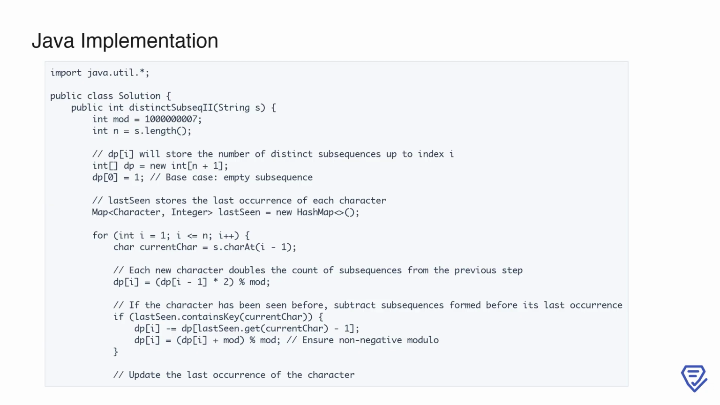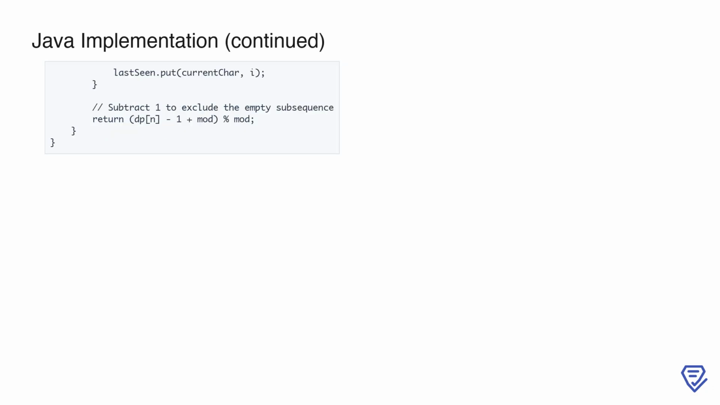This doubling accounts for all new subsequences formed by appending the current character to the existing ones. If the current character has been seen before, we adjust the count to exclude subsequences that were already formed before its previous occurrence. This is done by subtracting DP[last_seen.get(current_char) - 1] from DP[i], and we ensure the result is non-negative by adding mod before taking modulo again. After this adjustment, we update the last seen map to mark the current character's latest position.